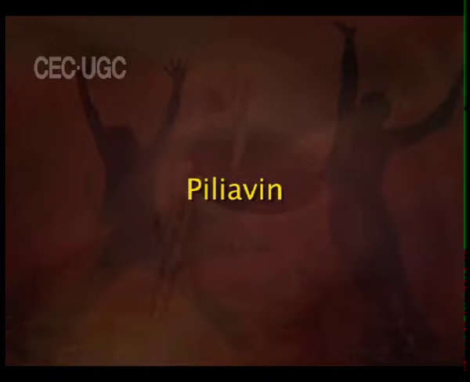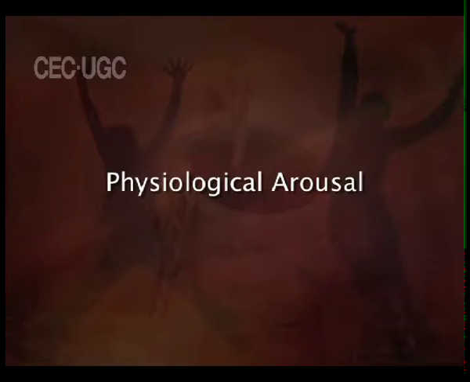According to Piliavin, when we see someone in distress, we work our way slowly through these three stages before a response is given out. First, there is a physiological arousal. It registers in your mind that a person is in distress. Your first reaction would be to empathize with him. There is a physiological arousal, and the greater such an arousal, the more chances are that you are going to help that person.